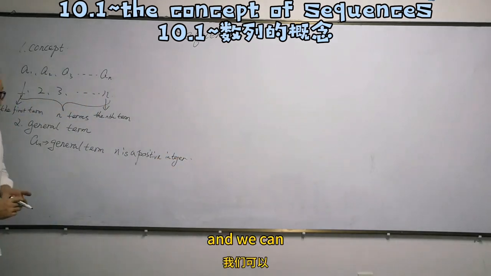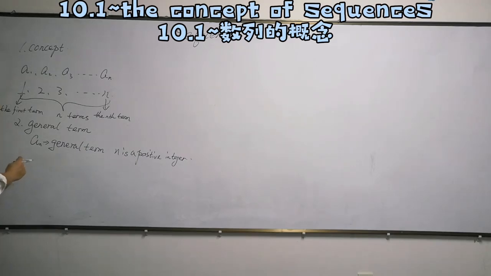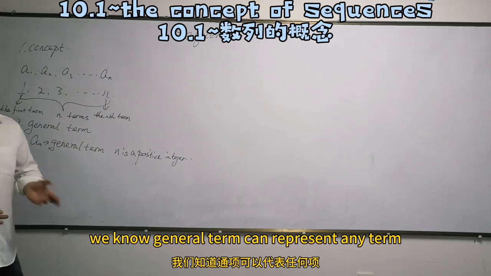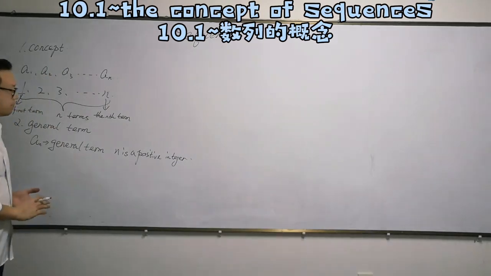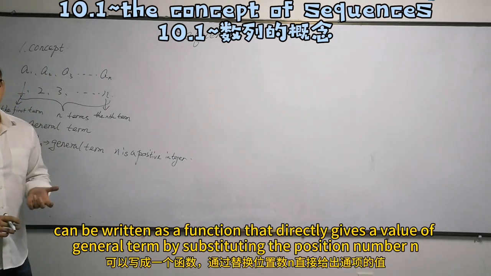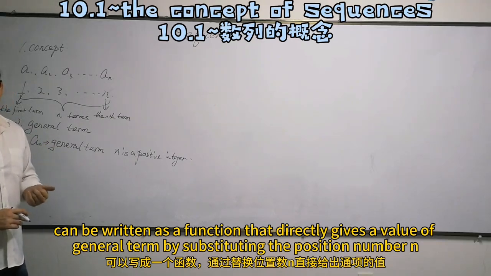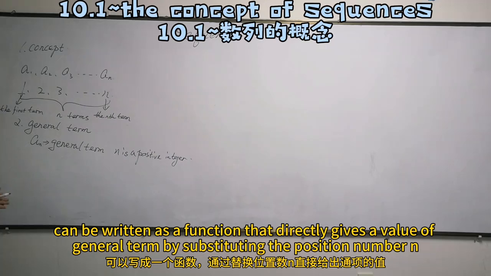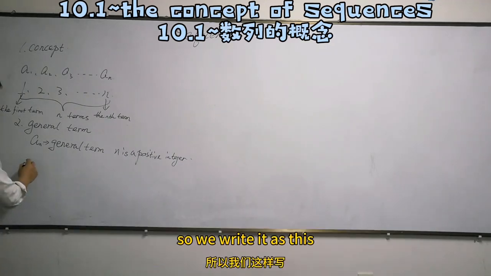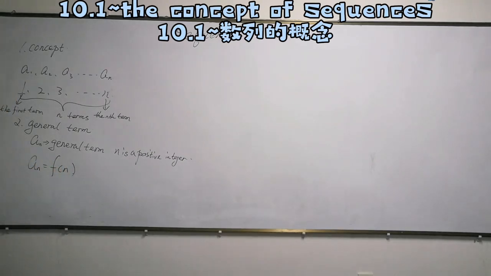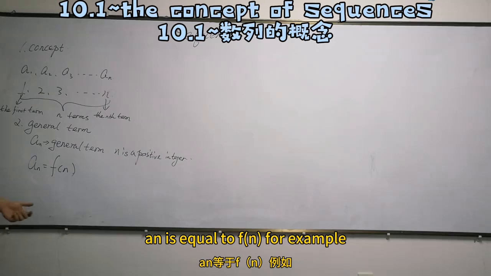We know general term can represent any term. So general term can be written as a function that directly gives a value of general term by substituting the position number n. So we write it as this: An is equal to Fn.